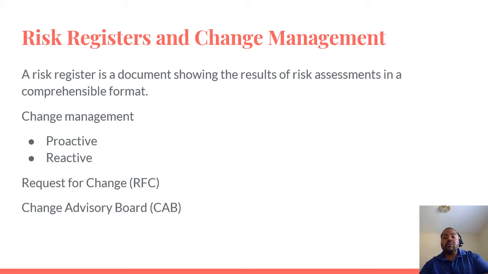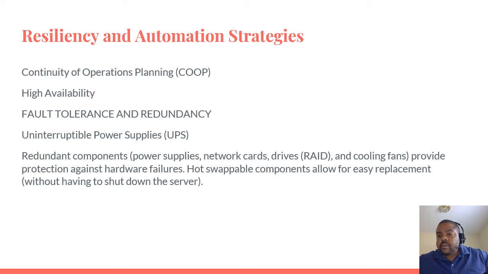Because what happens in one department, another department may say, oh, okay, well, if you make that change, then that's going to affect what we are doing over here. And sometimes it just gives you a better overview, a better scope of what's going on in the network. So on page 593, we started to go into resiliency and automation strategies.